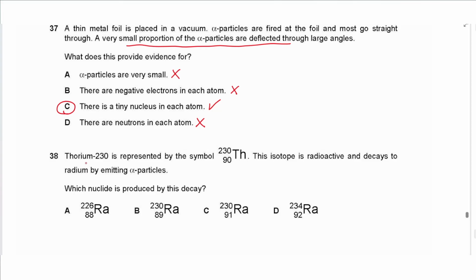Question 38 says thorium-230 is represented by the symbol Th-230-90. This isotope is radioactive and decays to radium by emitting alpha particles. So alpha particles decrease the nucleon number by 4 and the proton number by 2. So 90 should be 88 and 230 should be 226. So the answer is A.